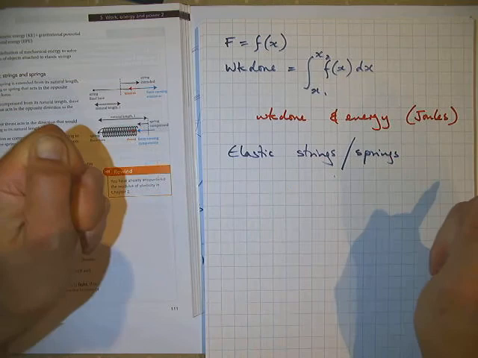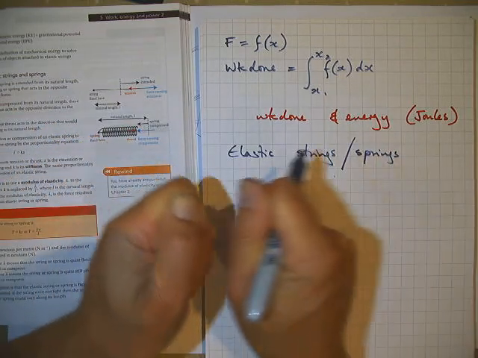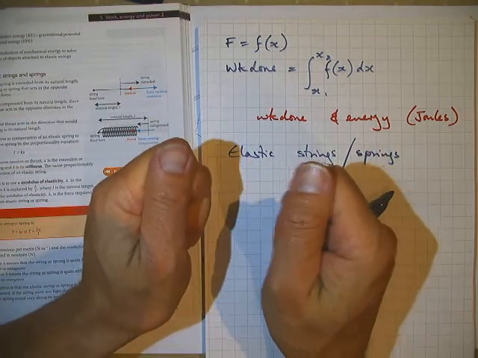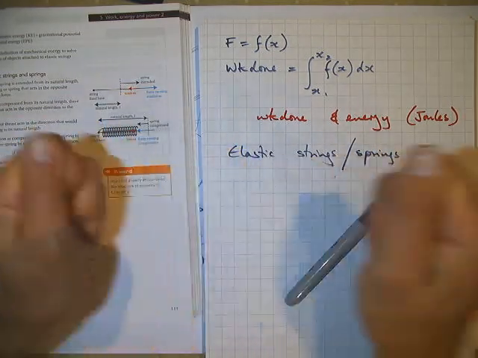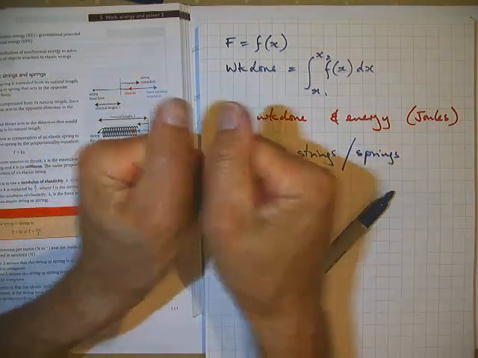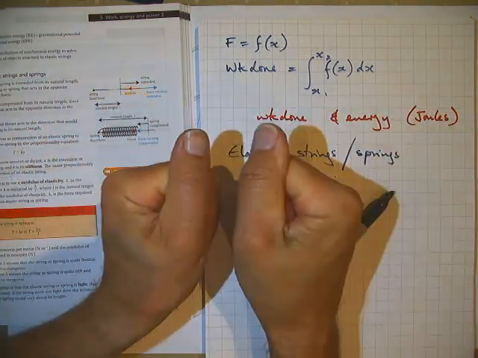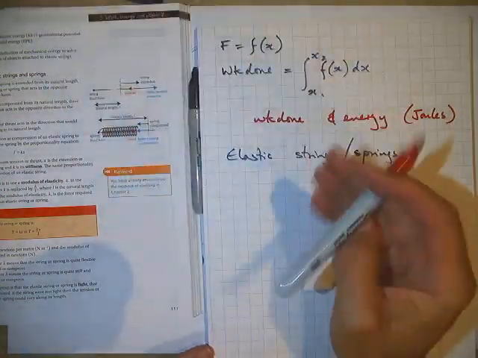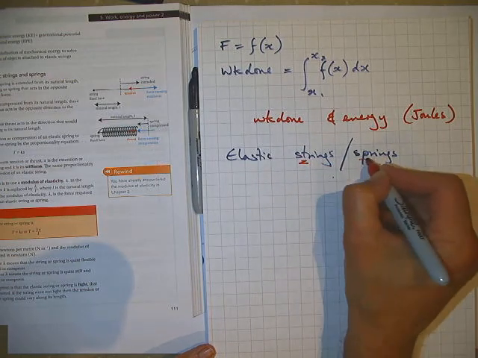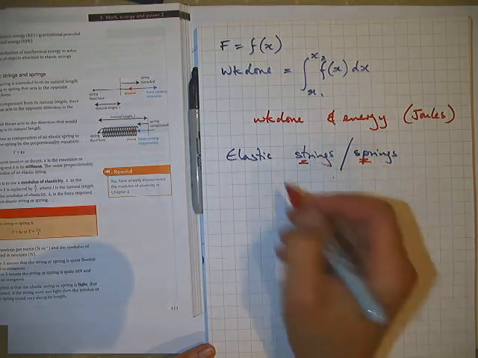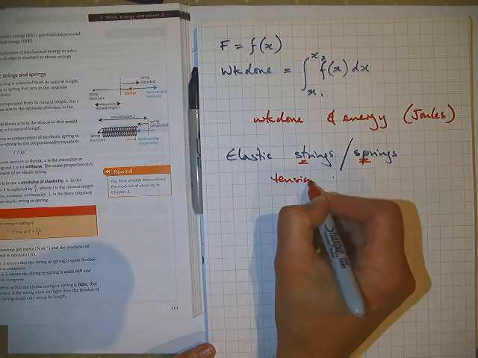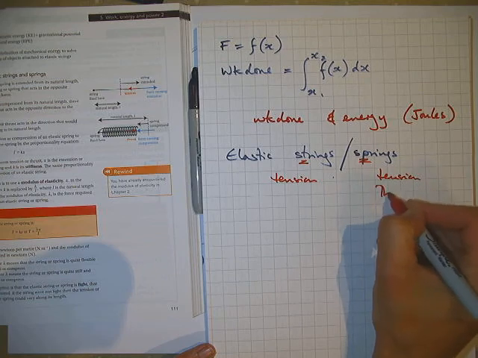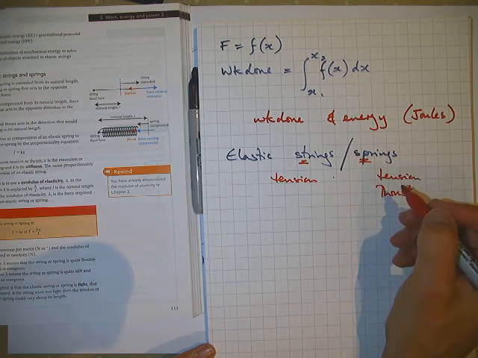Now, strings can be stretched, but if you push the ends in together, you just get a lot of slack string. A spring, on the other hand, you can stretch, you can compress it, you get a force in both directions. Stretch a string, you get a tension. Squash a spring, you get a thrust. So there is an important difference between that letter and that letter. Strings have a tension if you stretch them. Springs have a tension if you stretch them, and a thrust in them if you compress them.